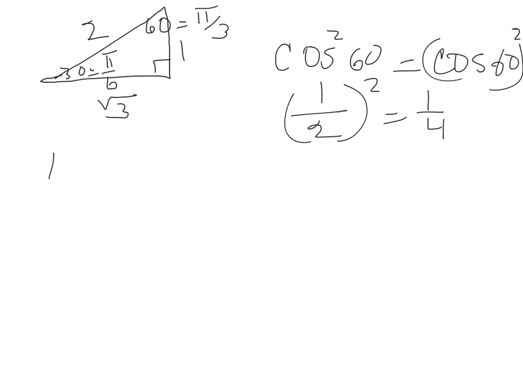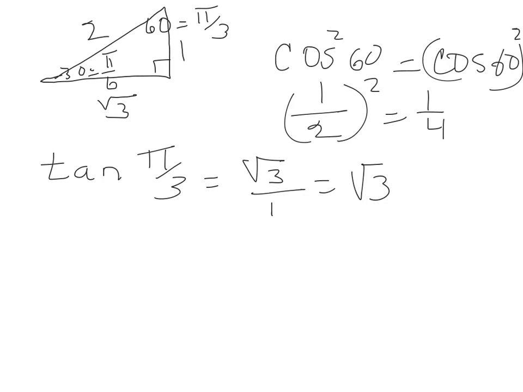If I wanted the tangent of pi over 3, I would look at the opposite side to pi over 3, which is the square root of 3, and put it over the adjacent side, which is 1, and I get the answer square root of 3. So this can all be done without a calculator.